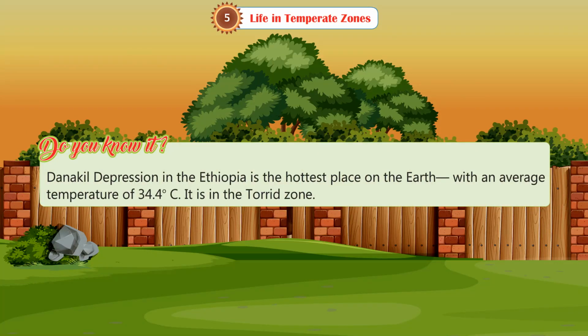Do you know it? Danakil Depression in Ethiopia is the hottest place on the Earth with an average temperature of 34.4 degrees Celsius. It is in the torrid zone.